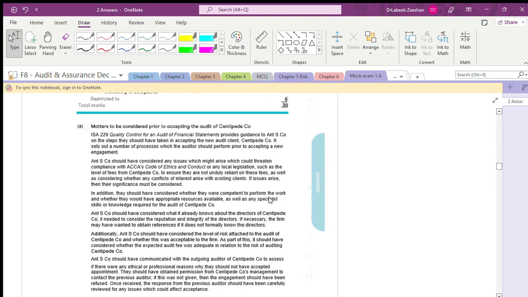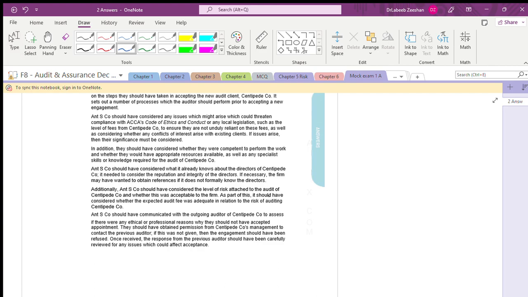Now, matters to be considered prior to accepting the audit of Centipede. Okay. What matters do you have to consider? Is it right? See, simple, take it. The incoming auditor should communicate with the outgoing auditor of Centipede to assess if there are any ethical or professional reasons why the appointment should not be accepted. Don't write single sentence answers.